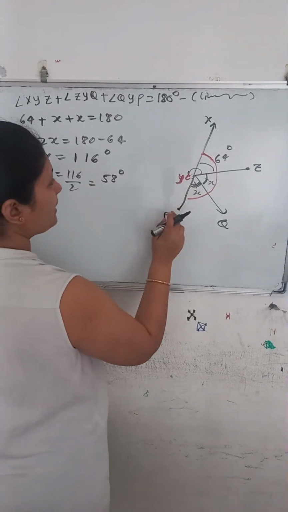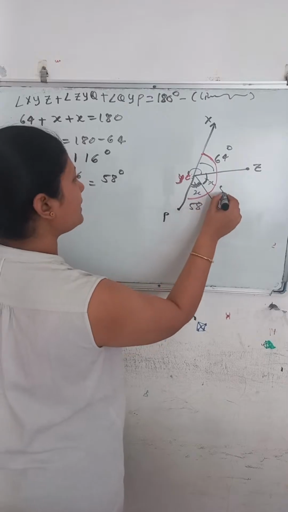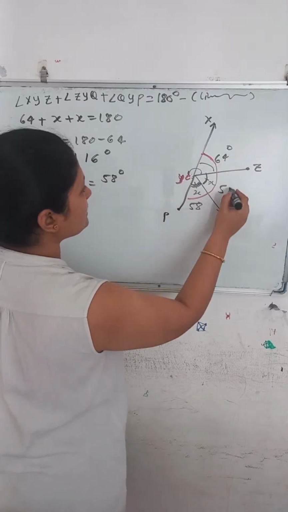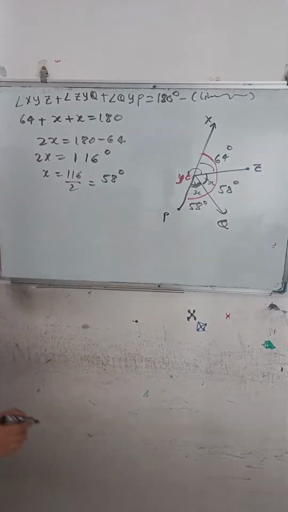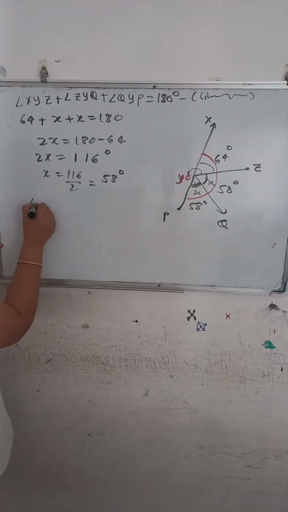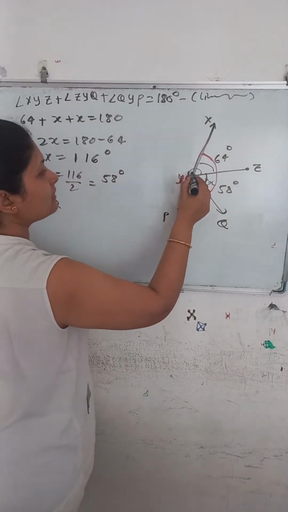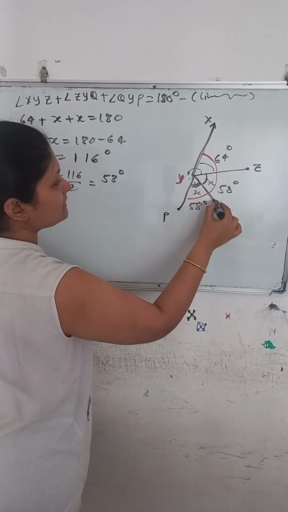So here angle PYQ is nothing but how much? 58. Then QYZ is also how much? 58 degrees. Can you get this? So once I get x, then they are asking here to find out what? XYQ. Okay, angle XYQ. So here this is x, this is y, and this is q.